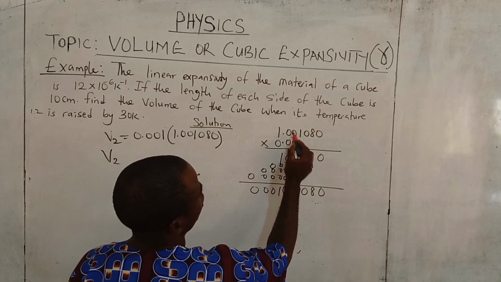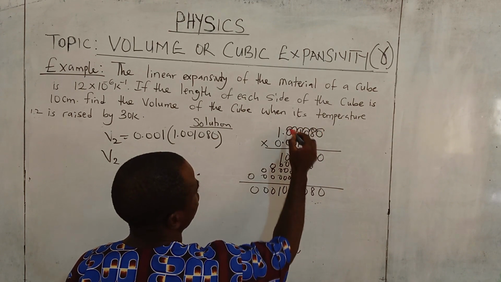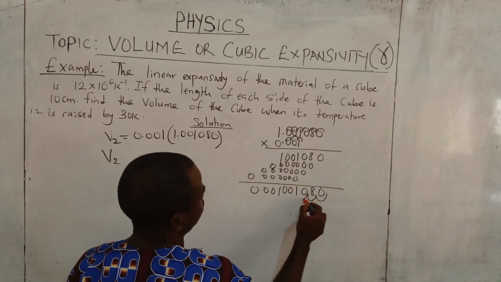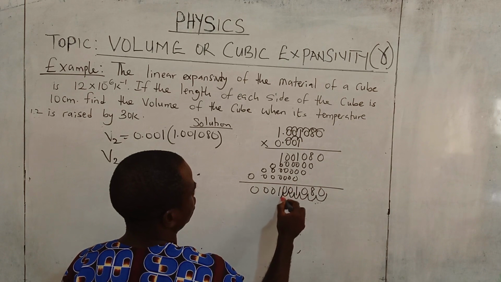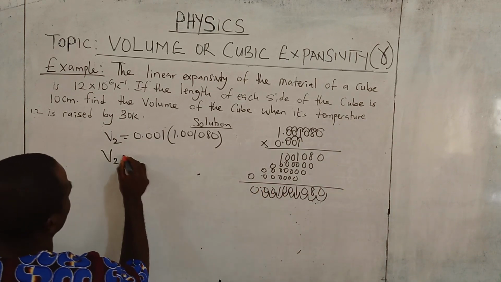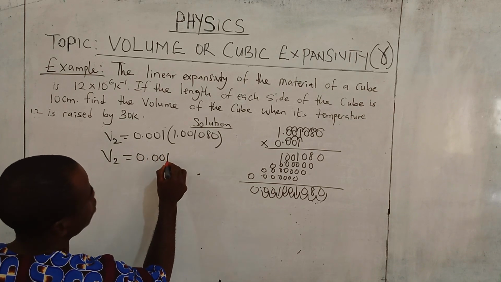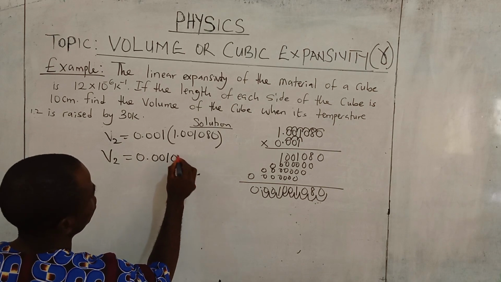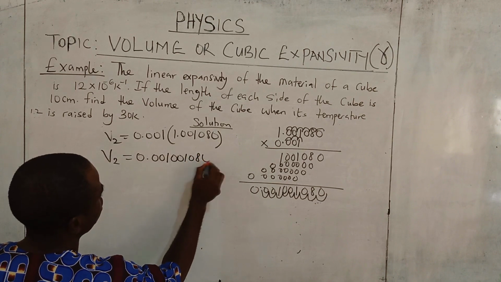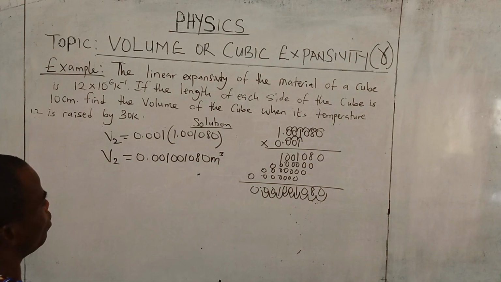How many figures after the decimal? Let's count it. 1, 2, 3, 4, 5, 6, 7, 8, 9. Now we put the point here, what is it? 0.001001080 meter cube.